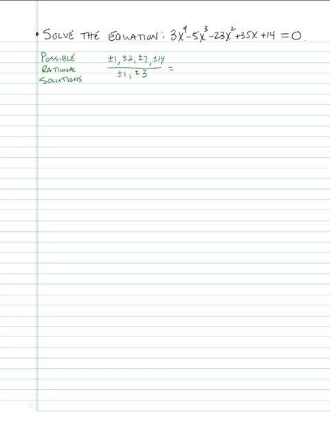I'm going to hold my denominator at a 1, and so I'll have plus or minus 1 over 1, which is just plus or minus 1. And then I'll have plus or minus 2 over 1, which is just plus or minus 2. And then plus or minus 7 over 1, which is just plus or minus 7. And likewise with 14 over 1. And then I'm going to make my denominator 3, so I have plus or minus 1 over 3, 2 over 3, 7 over 3, and 14 over 3. Now, not all those numbers are solutions, but any rational solutions are listed there.